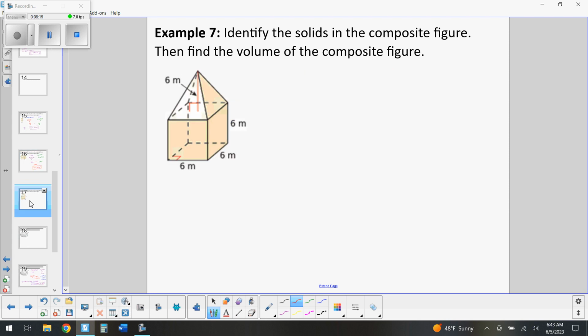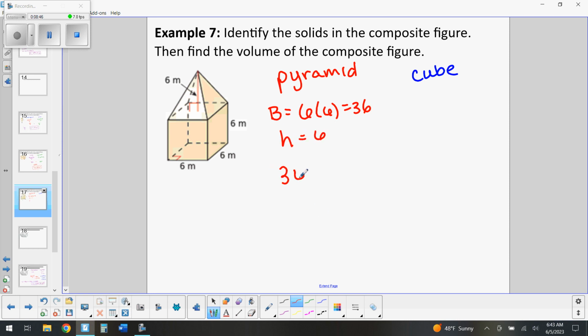All right, this picture, we have a pyramid, and we have a cube. If you want to call it a rectangular prism, you can, but all the sides are the same, so it is a cube. So the volume of a pyramid is area of base times height over 3. So the base is 6 by 6, and the height is 6. So our volume is 36 times 6 over 3, which is 72.